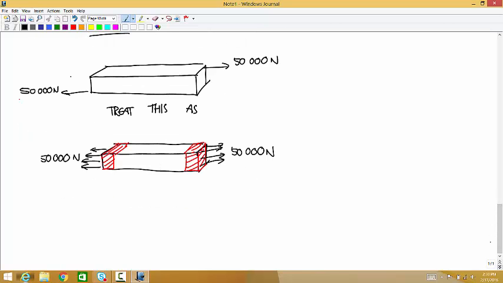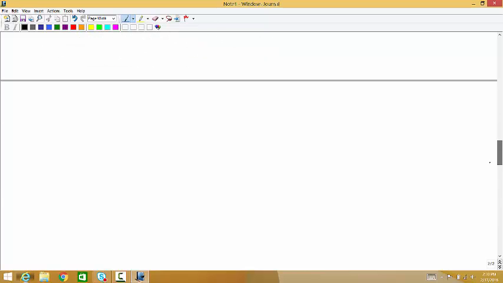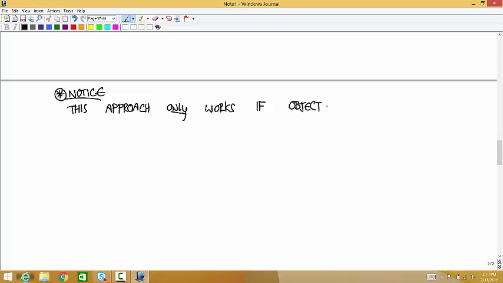So one thing to keep in mind with this approach: notice, this approach only works if the object's loads satisfy all the requirements of a stress element.